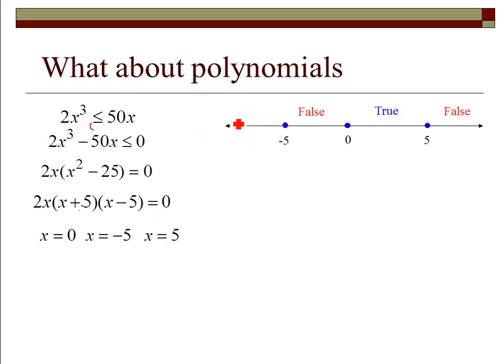I'm going to plug in like negative 10. Now this one should come out to be true. Negative 10 cubed is going to be negative 1,000. So I get negative 1,000 times 2 is negative 2,000. Negative 500. Negative 2,000 is less than negative 500. That's true. So I'm going to shade my true parts.